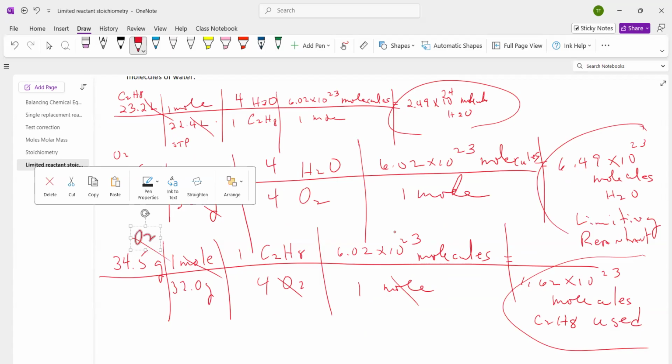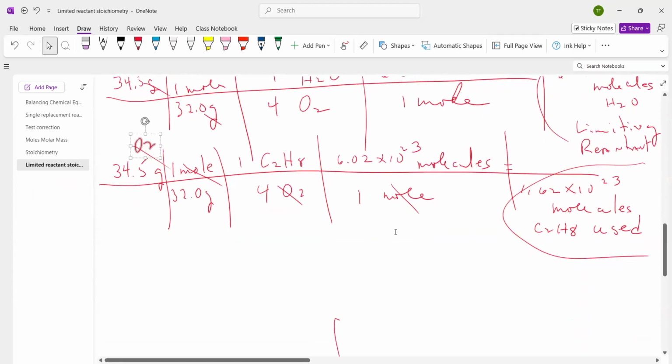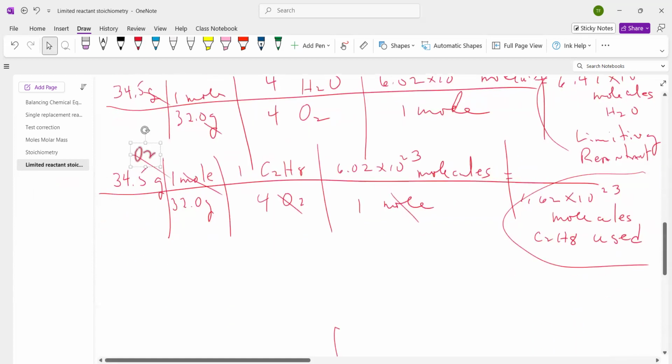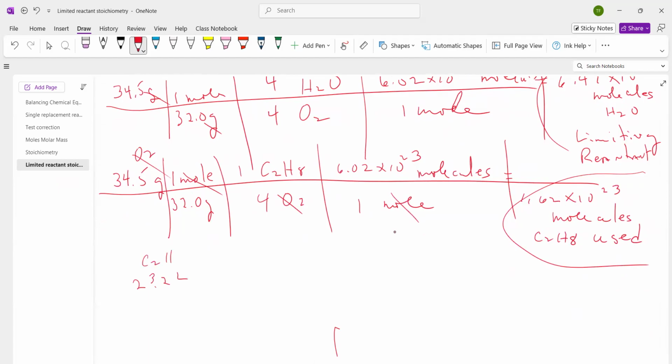You can't subtract them. We have to convert one to the other. So we can either convert everything to molecules or everything to liters. Doesn't matter, as long as the units are the same. That's what I'm getting at here. Okay, so let's convert the liters to molecules. Okay, so we're starting with 23.2 liters. And that's of the ethane.